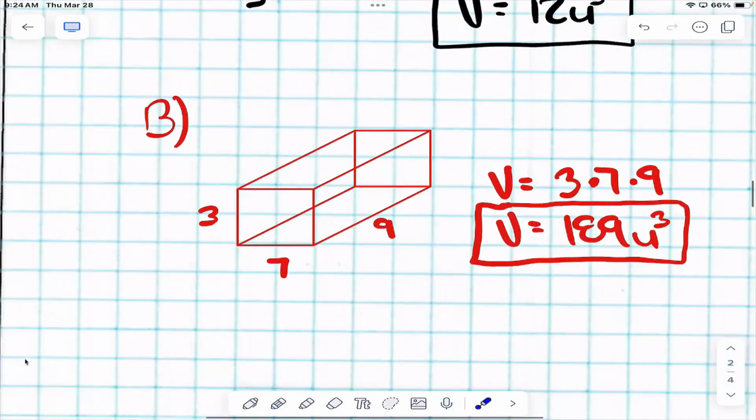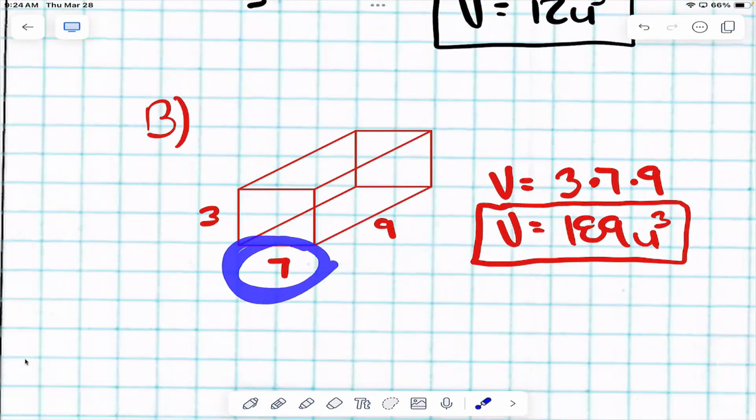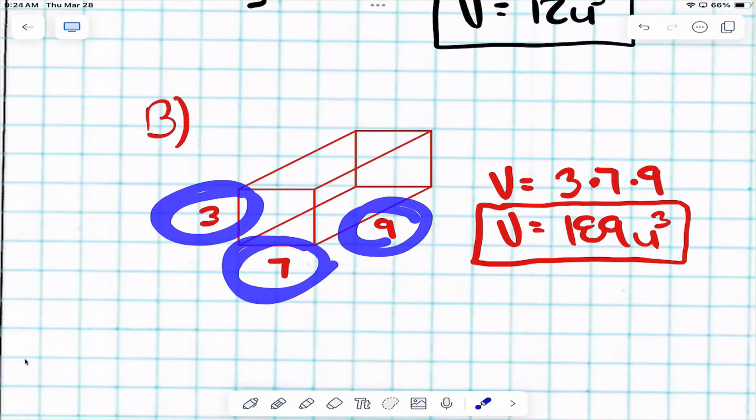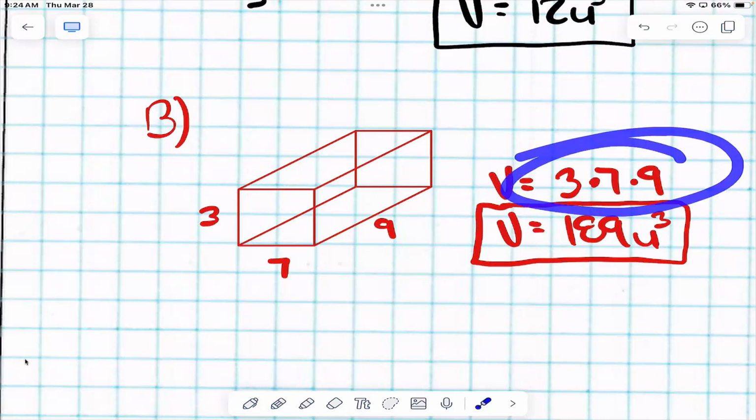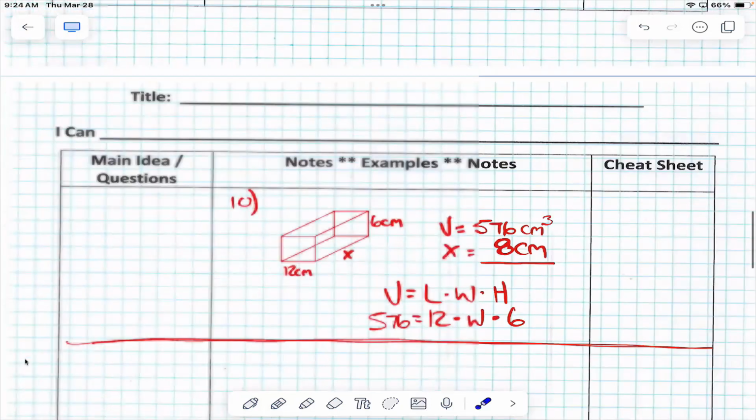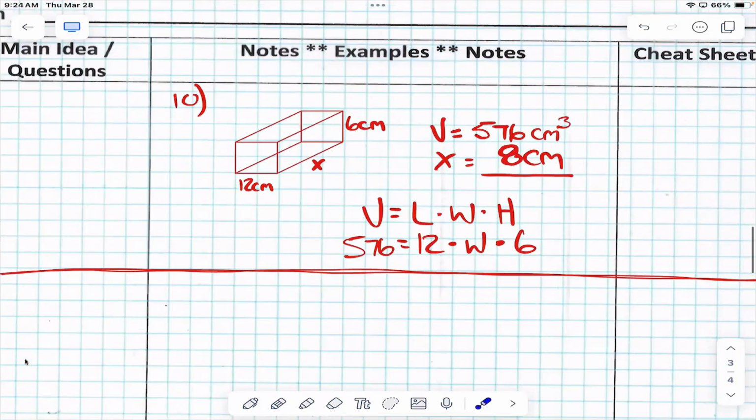Now I didn't give you any cubes, but I still gave you the length, I still gave you the width, and I still gave you the height. What is it called when you put those numbers here? Say that again. Plugins. Do I need to see your plugins? Always. Yes. So could you do 3 times 7 times 9 to get this answer? Yes.